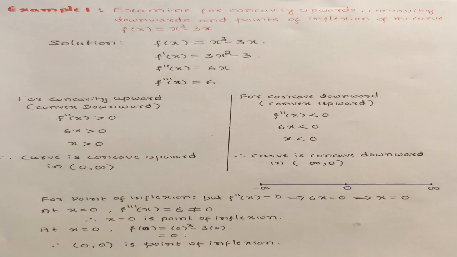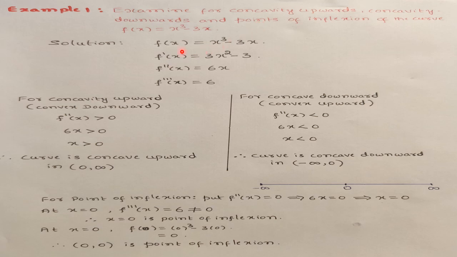Example 1. Examine for concavity upwards, concavity downwards and points of inflection of the curve f of x is equal to x cube minus 3x. Here the given curve is x cube minus 3x. Here we have to check in which interval the curve is upwards and in which interval the curve is downwards.